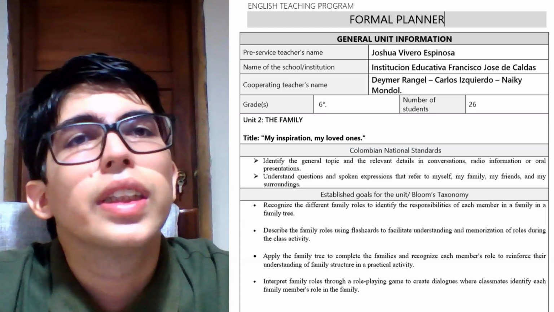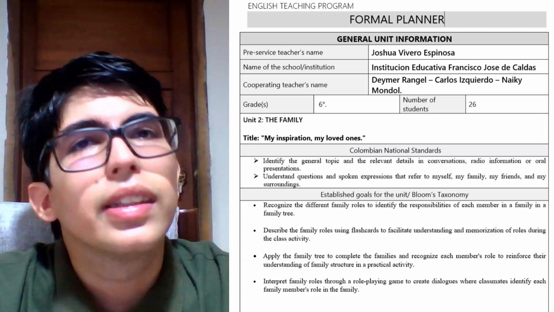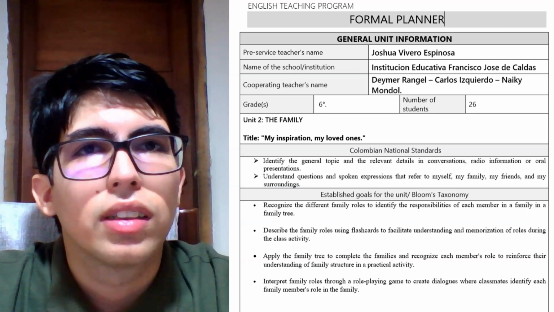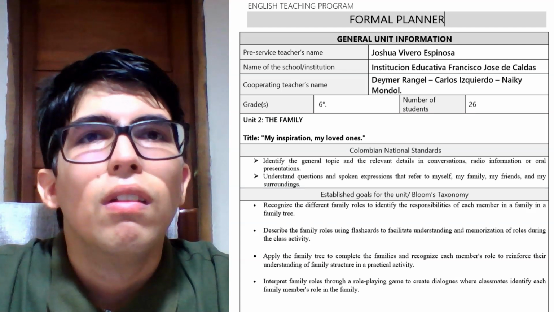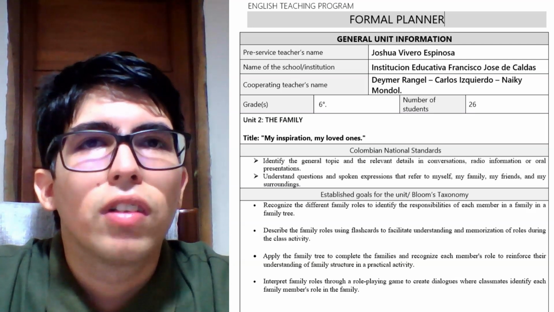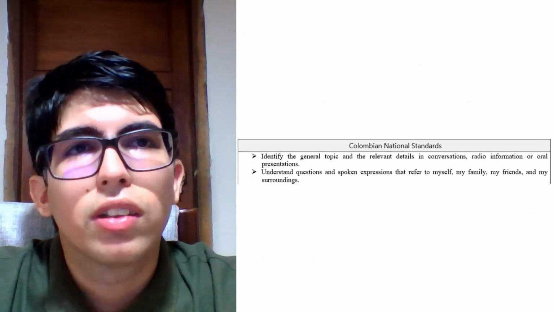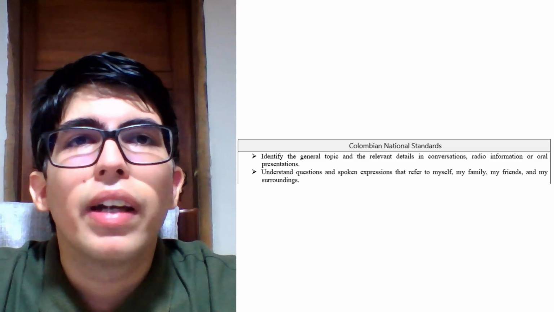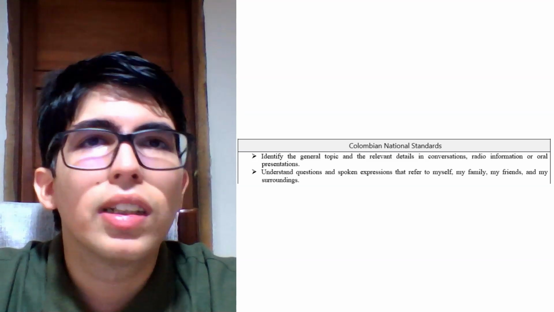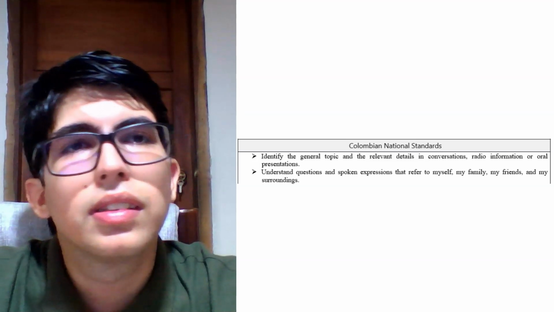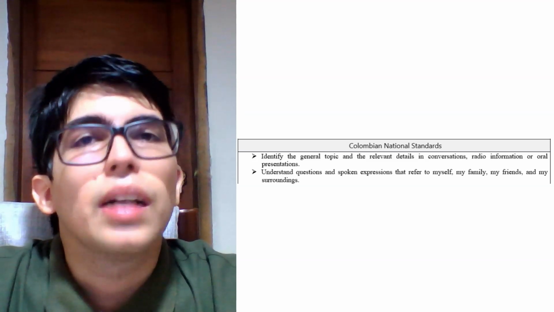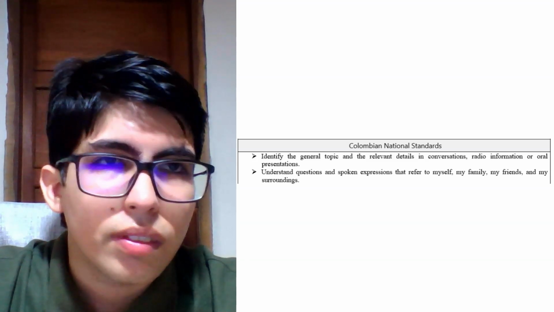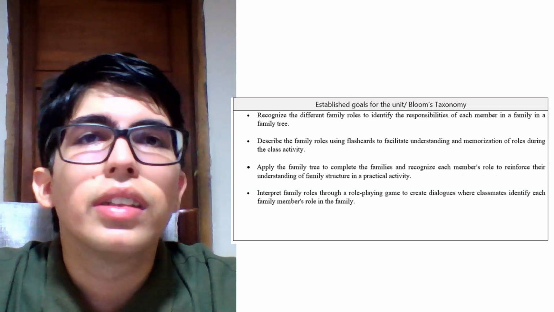The plan includes the Colombian National Standards, which focus on identifying words and expressions related to one's interests, family, and school environment. This helps students develop communicative skills in English about their immediate surroundings. The main objective is to teach students the vocabulary of their family and the communication skills to talk about their family.